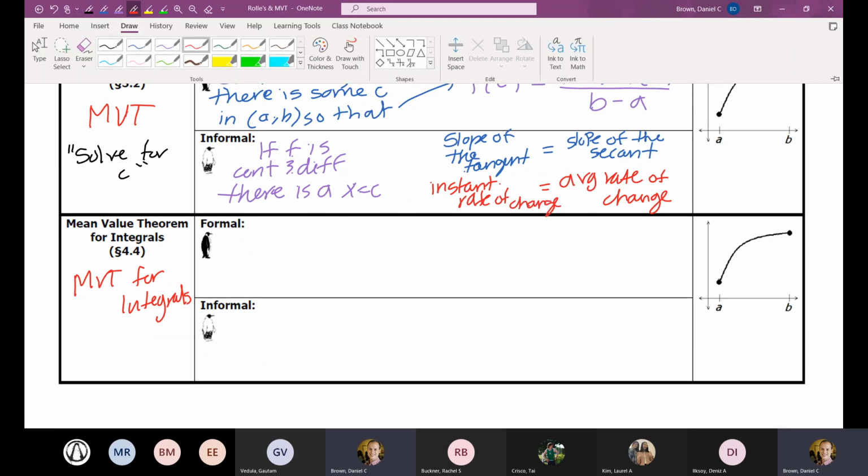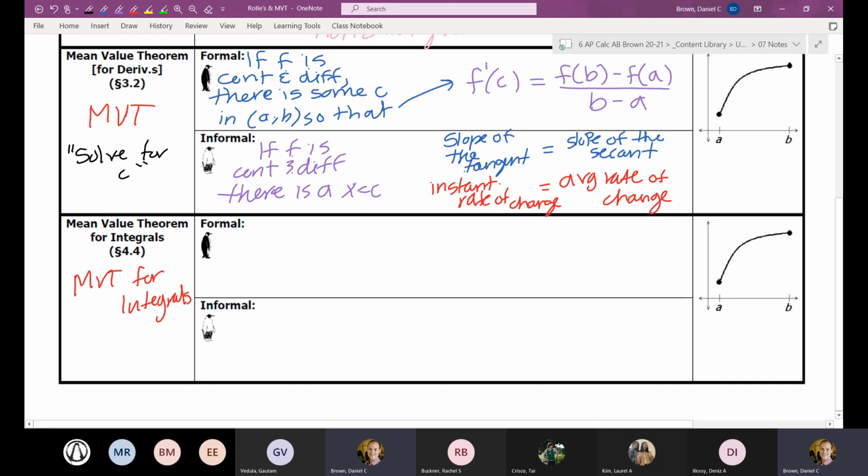I think this one is also pretty easy to see visually on the graph. Again, if you're looking at that graph I have on the right-hand side, that function is continuous and differentiable on that interval. You could find the slope of the secant line. I don't have numbers on here, but we know how to find the slope of a secant.